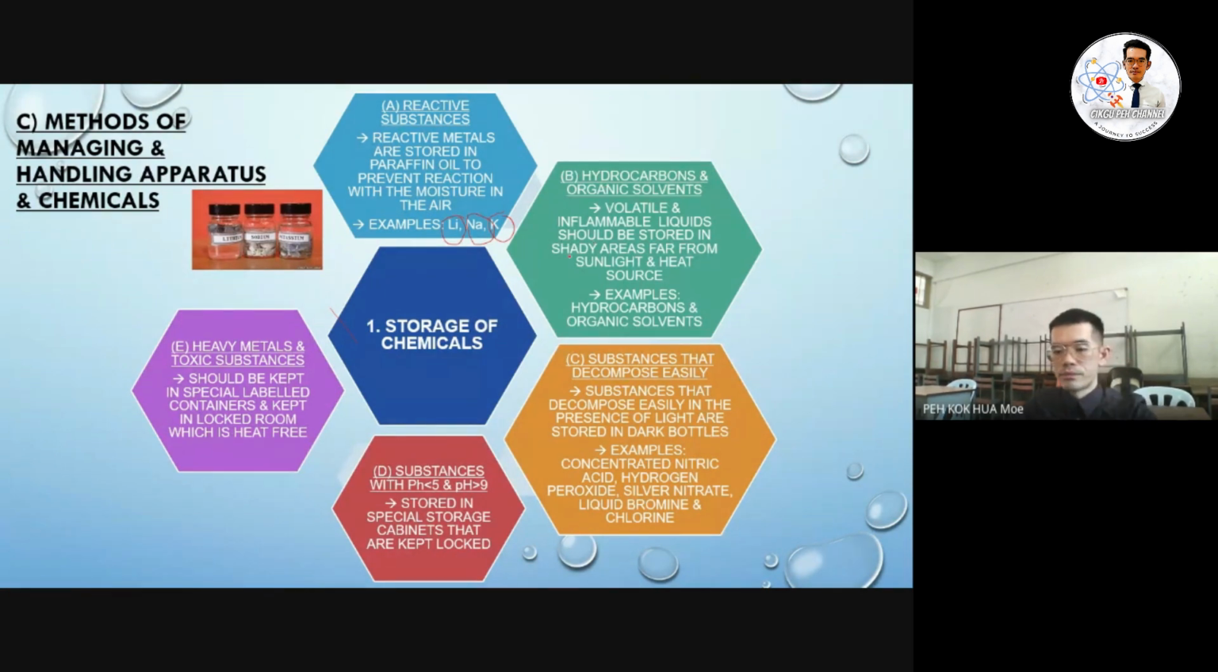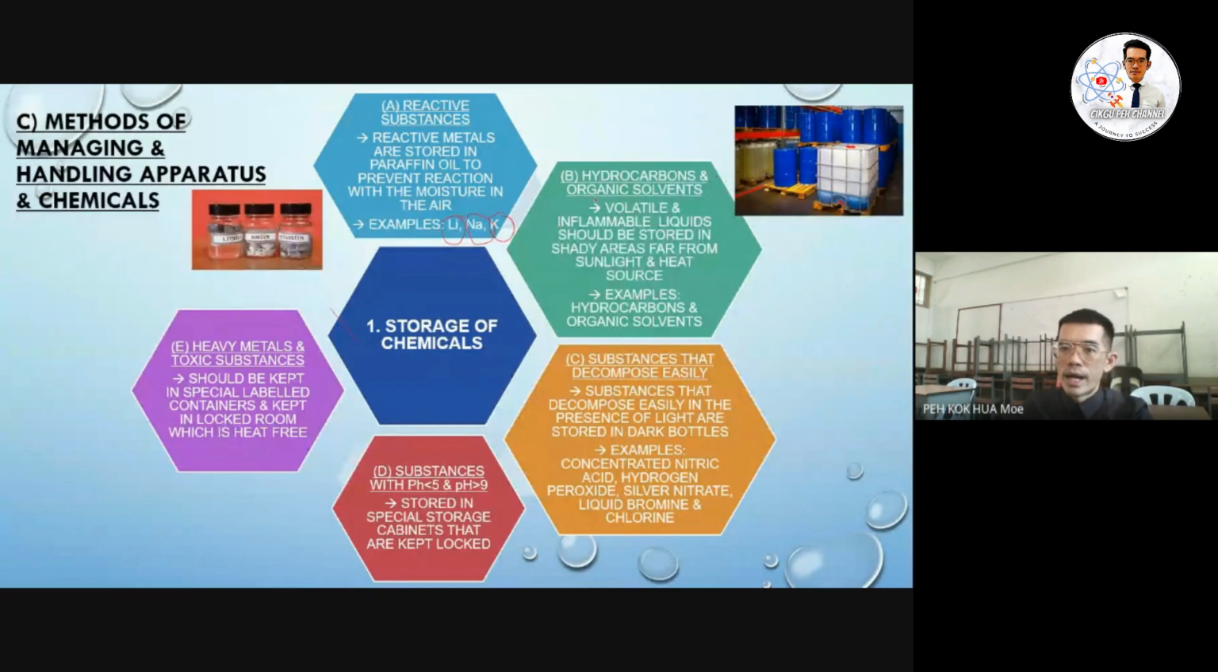The second is hydrocarbon and organic solvent. That means there is hydrogen and carbon in these materials, such as petrol and kerosene. Alcohol is also considered an organic solvent. The examples are given here. They are volatile, inflammable liquids, so they should be stored in a shady area, far from sunlight and heat sources. This is the storage method for hydrocarbon and organic solvent.